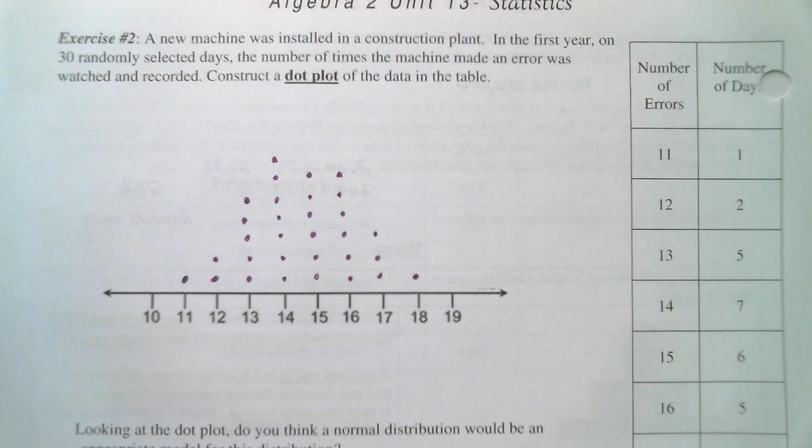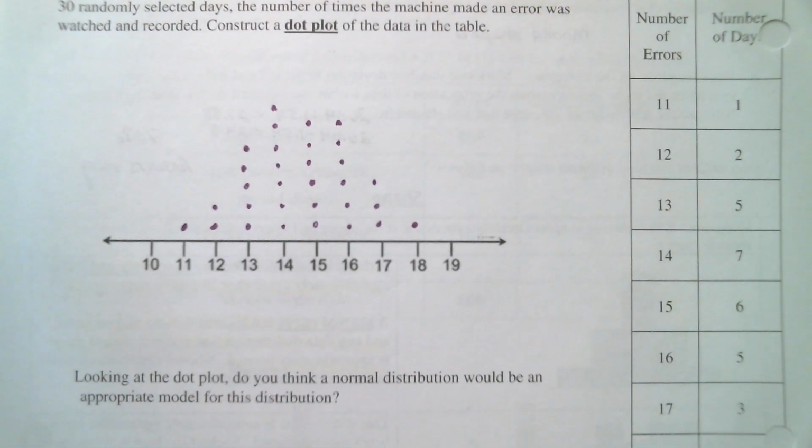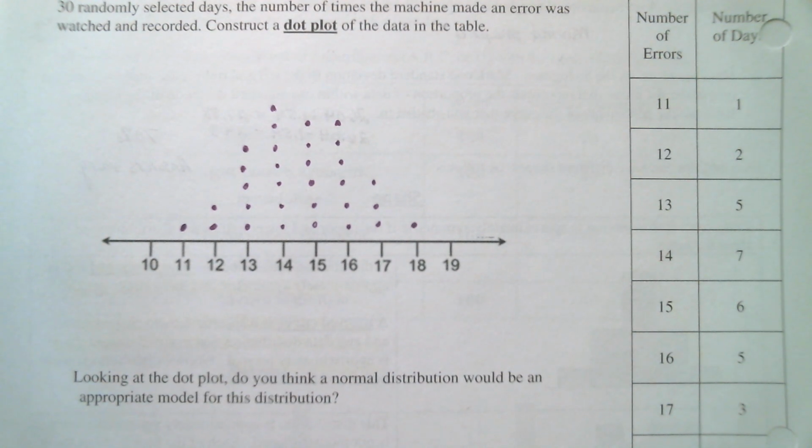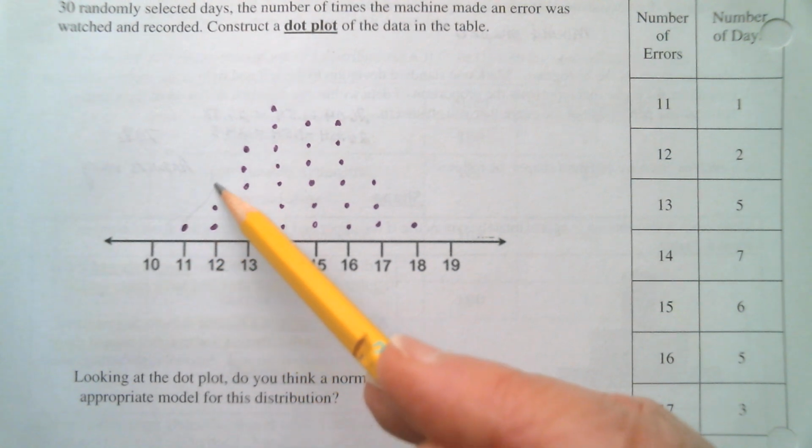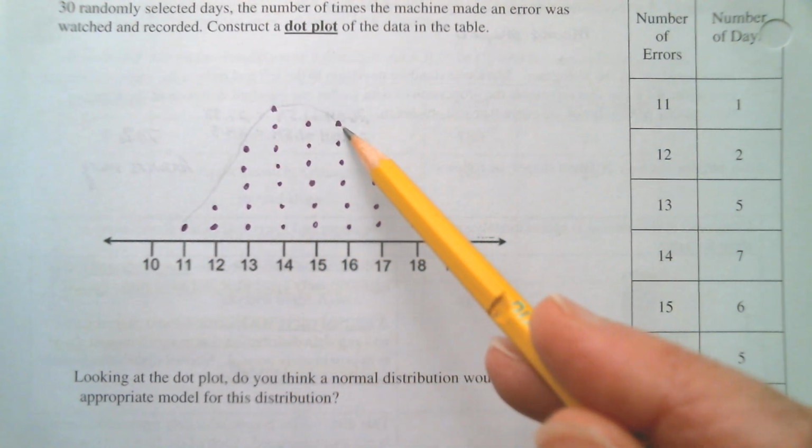Thirteen, five; fourteen, seven; fifteen, six; sixteen, six; seventeen, three; and eighteen, once. Look at the dot plot. Do you think a normal distribution would be an appropriate model for this distribution? Yes. You know, it's mound shaped with a single peak.